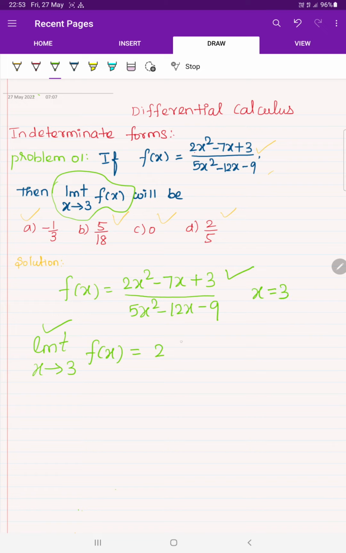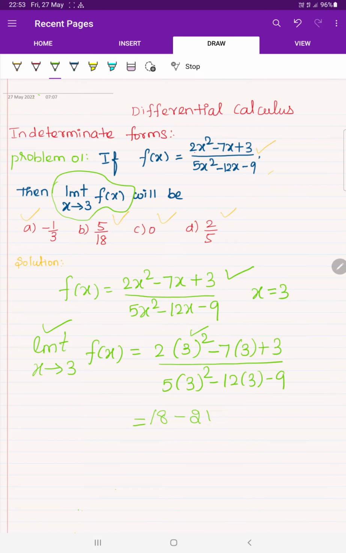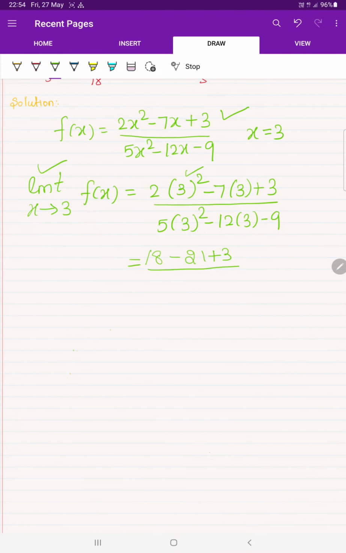When I do that, let us see what will happen. 2 into 3 power 2 minus 7 into 3 plus 3, upon 5 into 3 power 2 minus 12 into 3 minus 9. Let us add all these things. 3 square will become 9. 9 into 2 will become 18. Minus 7 times 3 will become 21, plus 3. In the denominator, 5 into 3 square: 3 square is 9, and 9 times 5 is 45, minus 12 times 3, that is 36, minus 9.